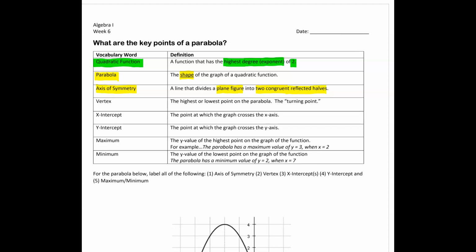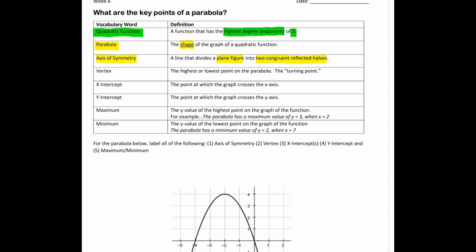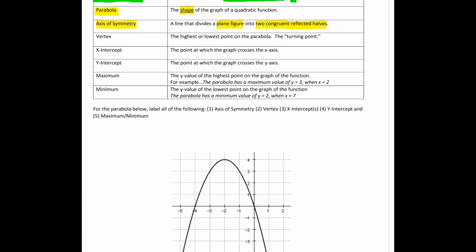We also have a vertex. The vertex is the highest or the lowest point on your parabola. You can consider it the turning point. And just a quick heads up, when we talk about a vertex, we will use an X and Y coordinate. When we talk about the axis of symmetry, it's basically a line, and that line is going to have the equation of X equaling some number.